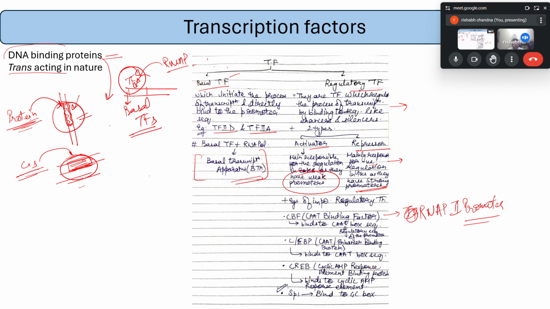Then we have the cyclic AMP response element binding protein. This basically binds when cyclic AMP is high or low, as we have seen in the lac operon. Then we have the SP1 binding protein that binds to the GC box. These proteins are involved in RNA polymerase 2 transcription. There are many regulatory transcription factors, but for simplicity we have named a few, so that it will be easier for you to understand as an example.